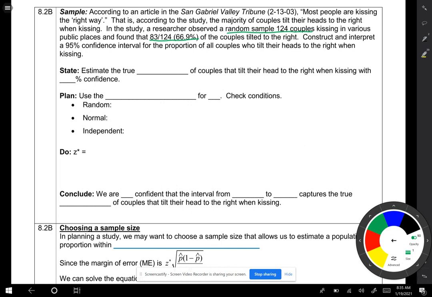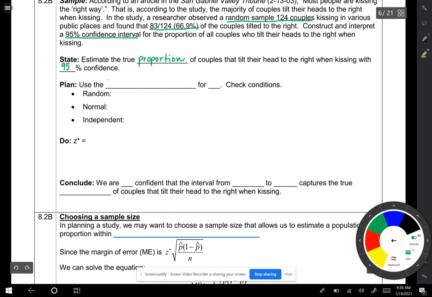Construct and interpret a 95% confidence interval for the proportion of all couples who tilt their heads to the right when kissing. So we want to estimate the true proportion of all couples that tilt their head to the right when kissing with 95% confidence. Our plan is to use the one sample Z interval for proportions.